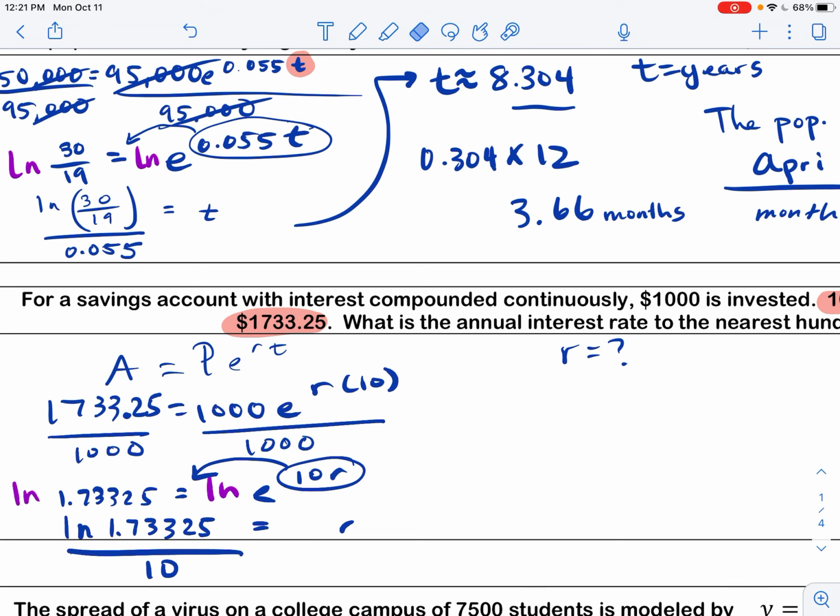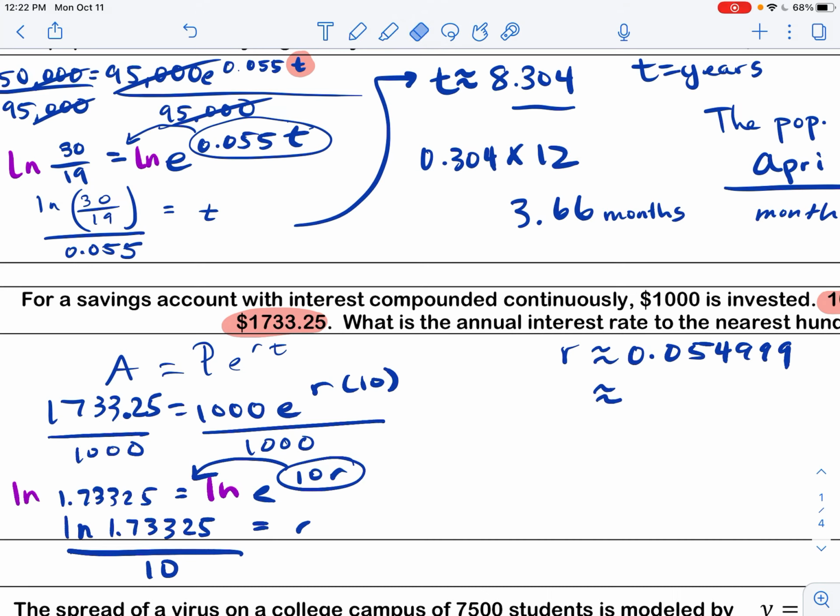Okay, so r then is simply equal to all of this. So what is r approximately? Now go ahead and we put that into our calculator. We should get approximately 0.054999, which let's round to the nearest hundredth place.